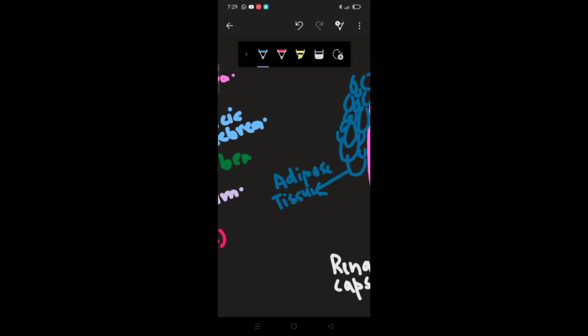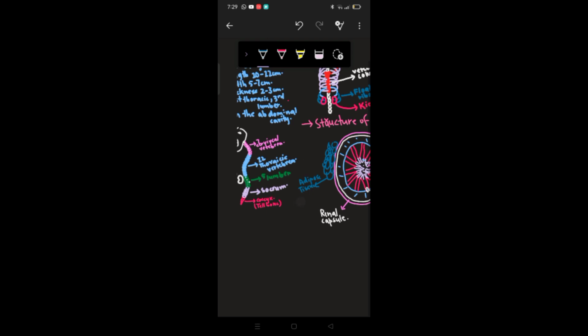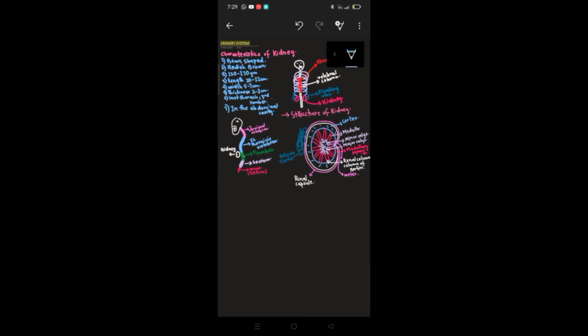And we do have only three organs which are covered with the adipose tissue. So adipose tissue acts as packaging material. Alright, and we do have only three organs which are covered with the adipose tissue. Those are kidney, heart, and eyeballs. Eyeballs are covered with the adipose tissue as well. So only three organs: kidney, heart, and eyeballs, are covered with the adipose tissue.